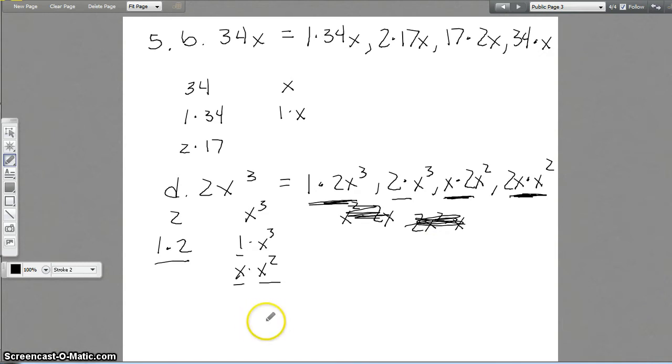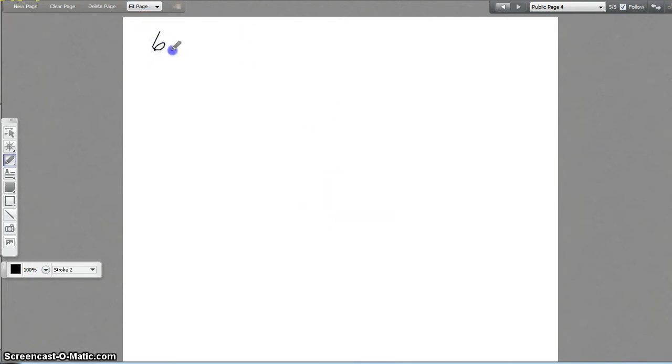So this was number 5, which is just like number 11 that was assigned for homework. The next one we're going to look at is number 6. Number 6 says write each of the following monomials as the square of a monomial. So number 6, I'm sorry, it's going to be like number 12 that I assigned for homework. Okay, so number 6, let's look at part C.